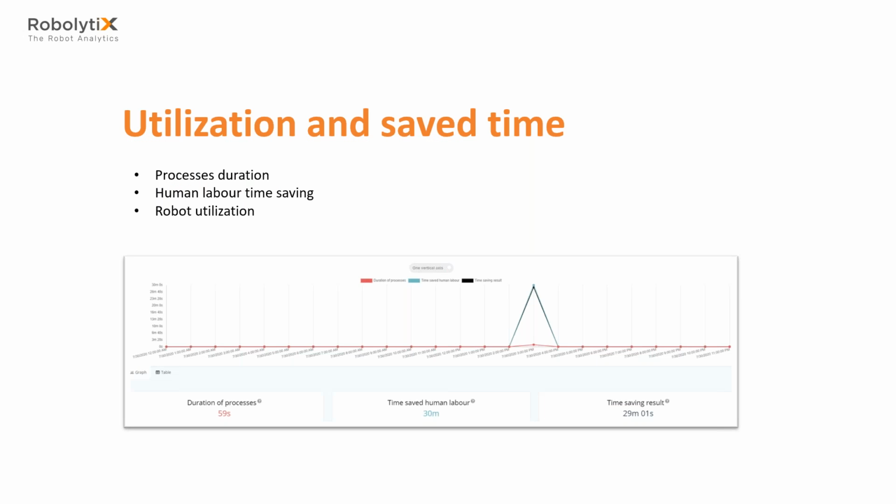The next outcome, as I mentioned before, is the actual utilization and saved time. Here, these are just examples. So here you can measure the process durations, human labor, time saving, robot utilization, everything which you are interested to see and to measure.